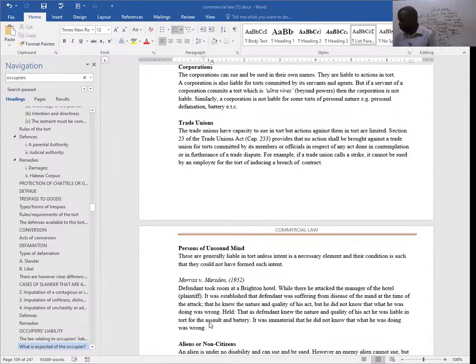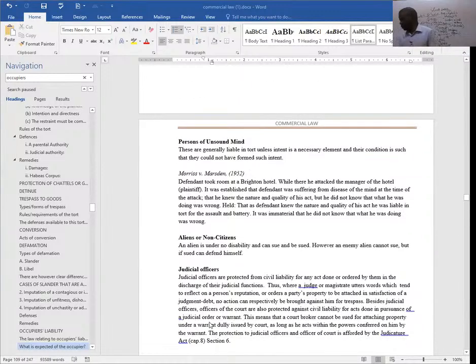A defendant took a room at a Brighton hotel. While there, he attacked the manager of the hotel, that is the plaintiff. It was established that the defendant was suffering from a disease of the mind at the time of the attack, that he knew the nature and quality of his act, but he did not know that what he was doing was wrong. It was held that since the defendant knew the nature and quality of his act, he was liable in tort for the assault and battery. It was immaterial that he did not know that what he was doing was wrong.